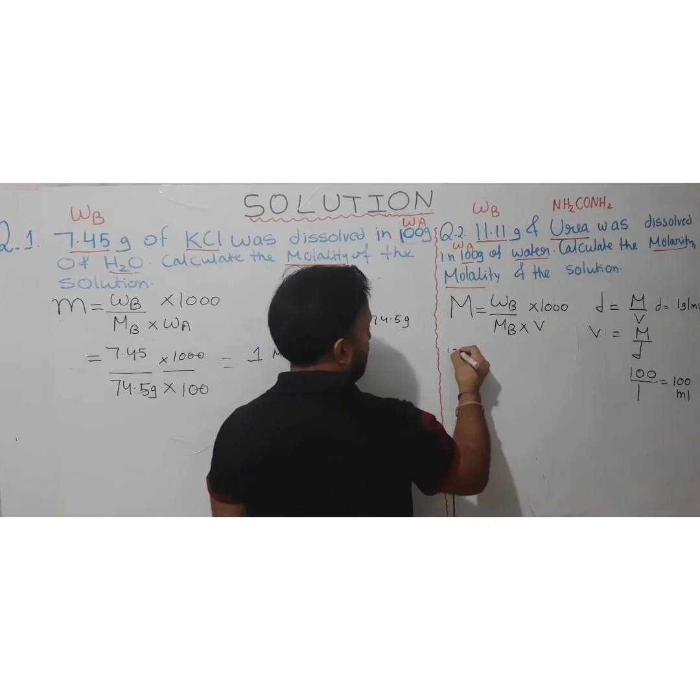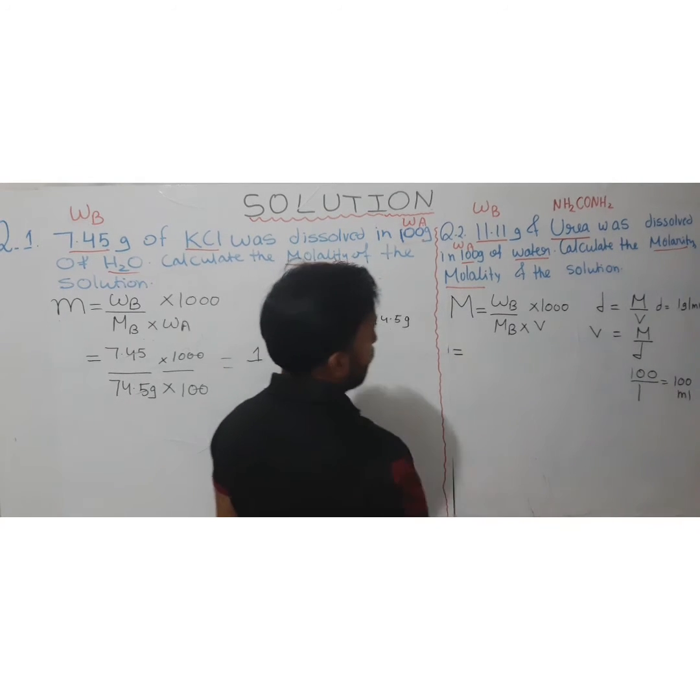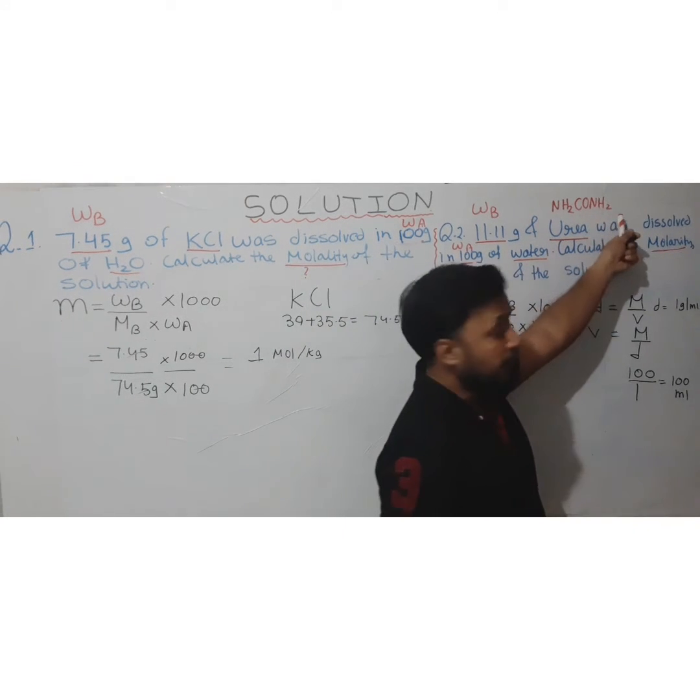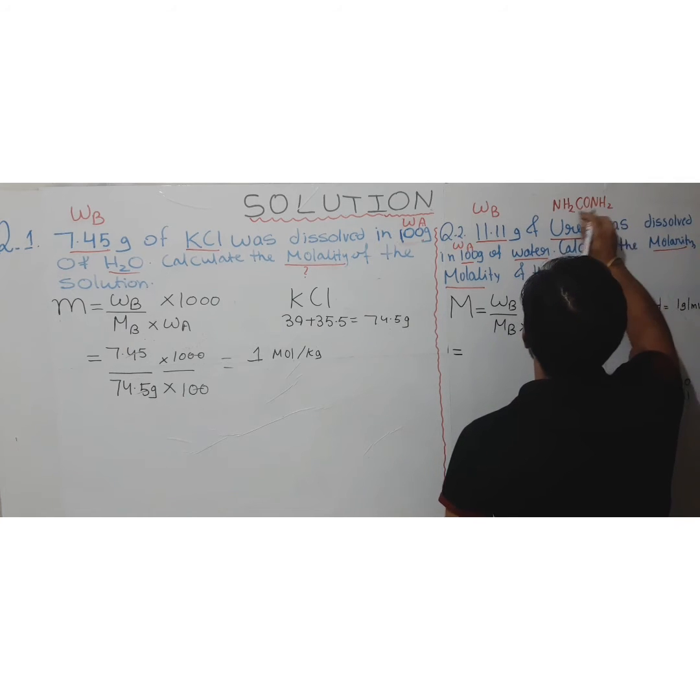Now all the things are there. One thing is left, that is the molar mass of urea, that we can calculate from this formula. As you can see, 2 nitrogen 28, then 4 hydrogen 32, then 1 carbon 44 and 1 oxygen 16.